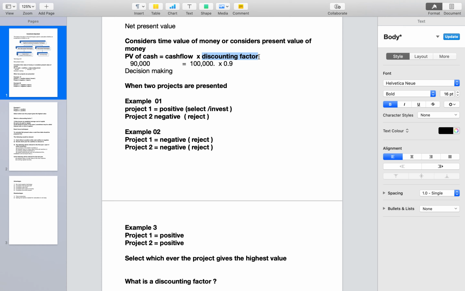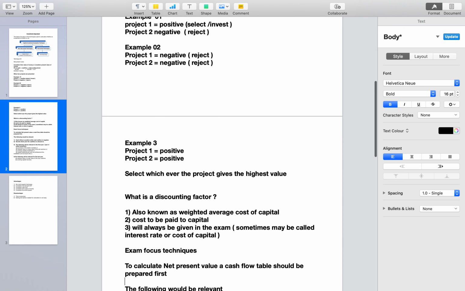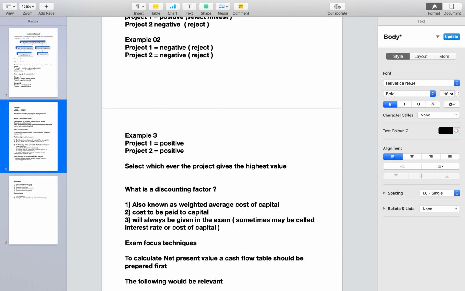Now, what is a discounting factor? Remember, for the advanced level syllabus, a student does not need to go this deep, but for you to understand this lesson properly, I have to explain what a discounting factor is. So guys, here I have given you certain points. You have to read that.